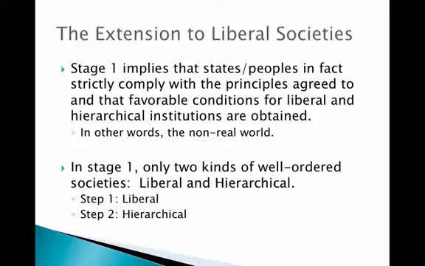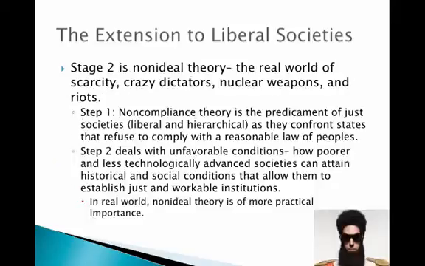So this is a kind of social contract between liberal and hierarchical societies. It starts with liberal societies and then it'll extend to hierarchical societies. Stage 2 is the non-ideal theory. By the way, in this lecture we're going to look at stage 1. The next lecture we'll look at stage 2. But it's worth saying a few things about stage 2 real quick.